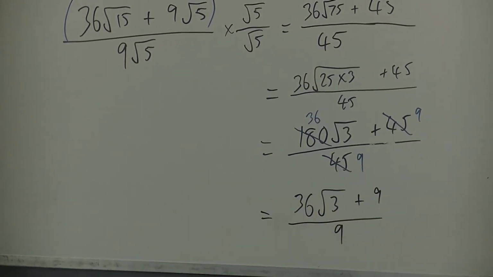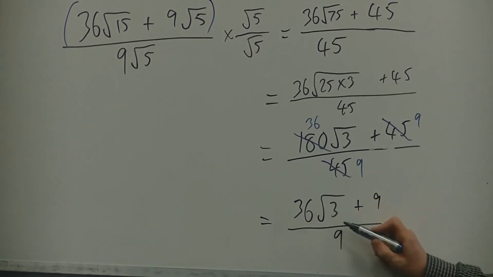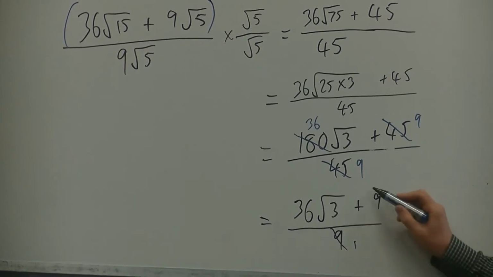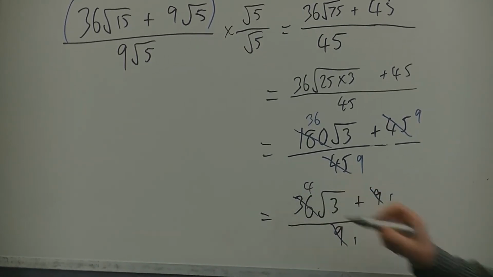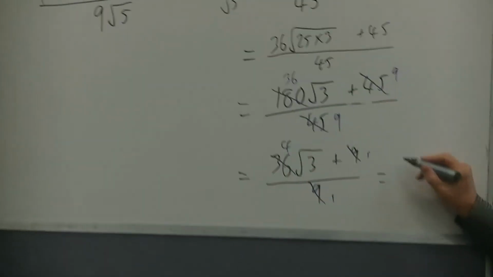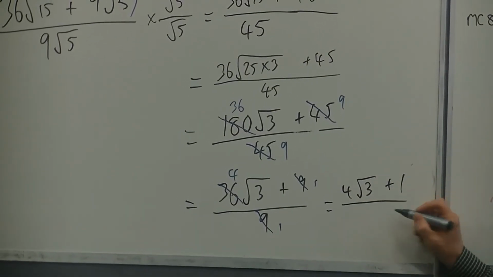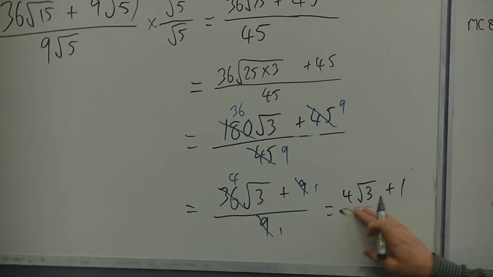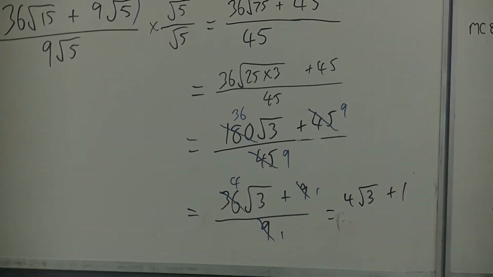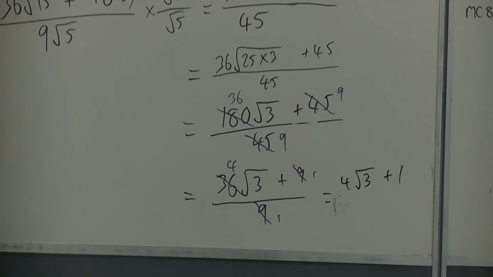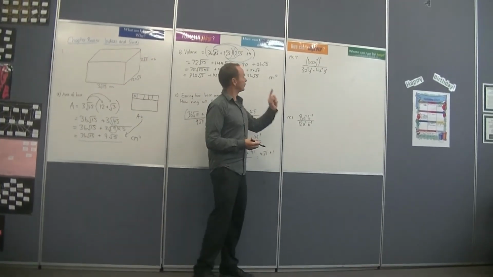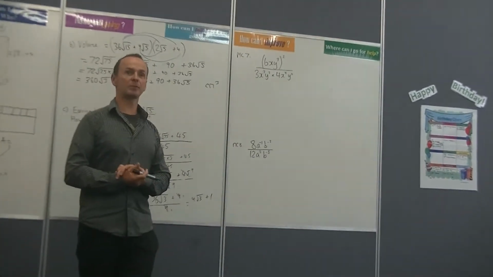And what do you notice? 9 is a factor of 36, so we can keep on simplifying. 1, 1, and 4. So my answer is 4 root 3 plus 1 all over 1, but you don't need to say that. So the answer is 4 root 3 plus 1. Alright guys, now let's just do a couple of harder questions from the multiple choice.